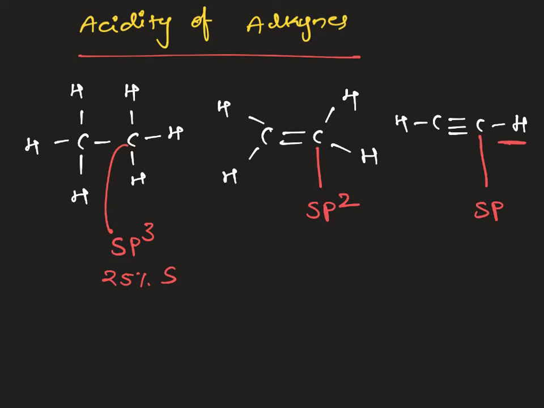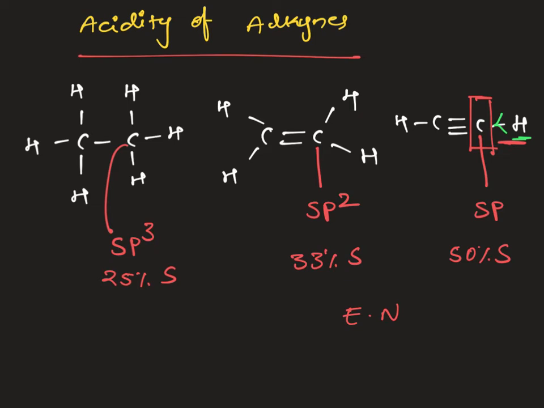In the second case, 33% s character, and in the last case, 50% s character. Here, which carbon is more electronegative? The more electronegative one will have a more acidic hydrogen. What is the concept here? If this carbon is more electronegative, what will it do? It will drag the bonded pair of electrons towards itself. As a result, hydrogen will leave as H plus.